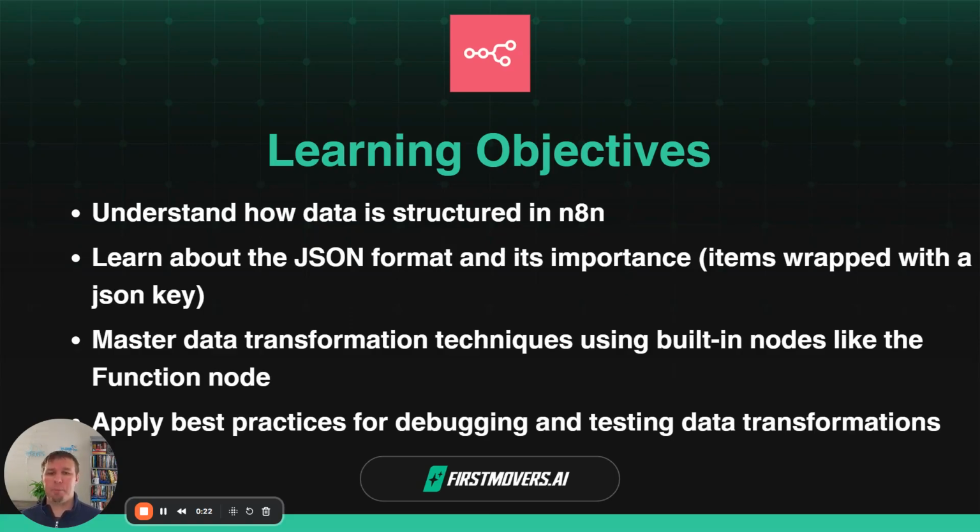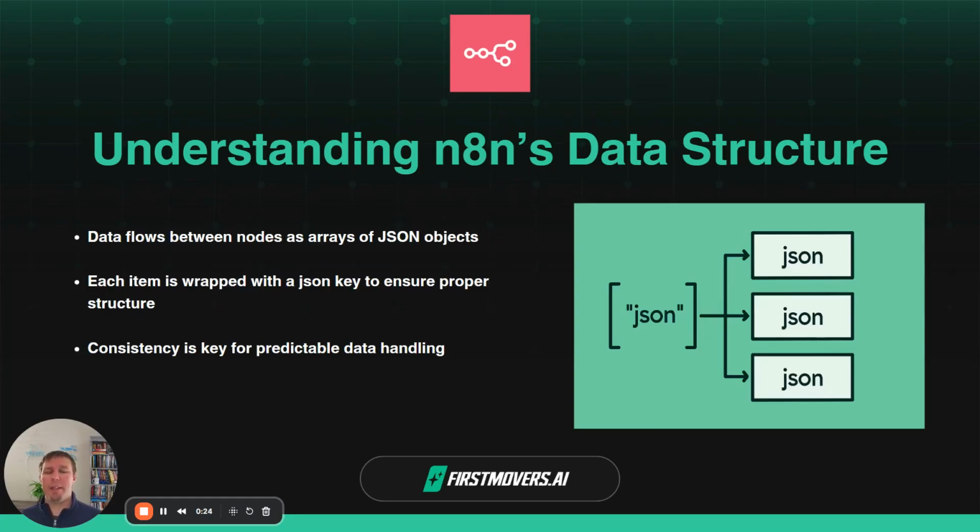So let's get started. In N8N, data is passed between nodes as an array of JSON objects. Each item is going to be wrapped with a JSON key. This format is going to ensure that all nodes can correctly interpret and process incoming data. Consistency in data structure is vital for troubleshooting and making sure that all your workflows run smoothly.